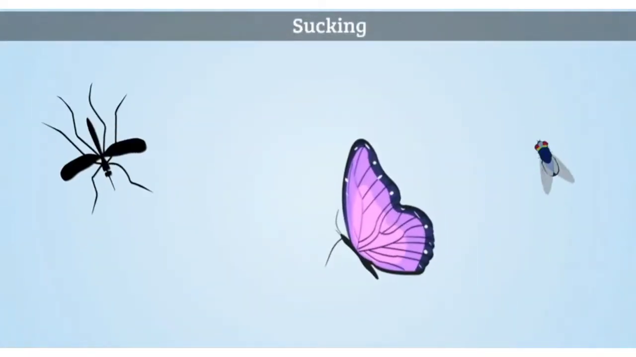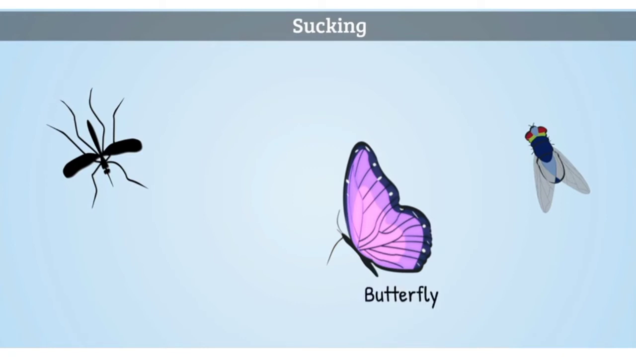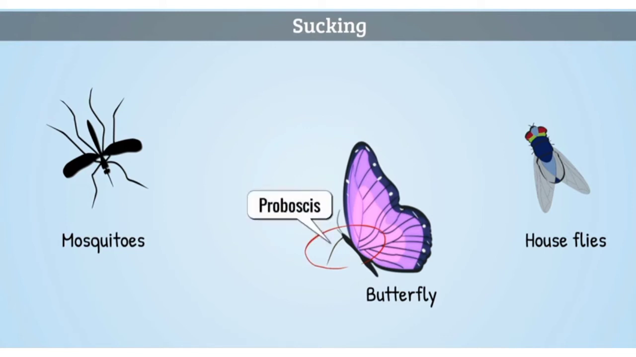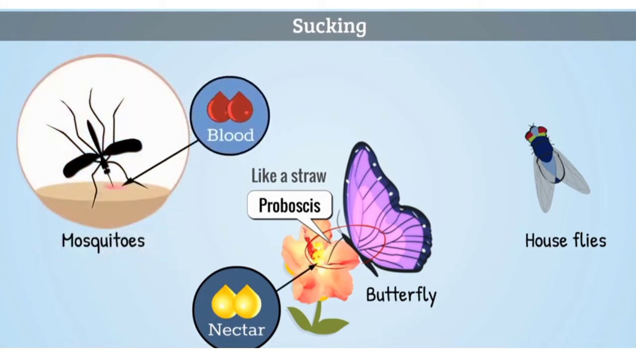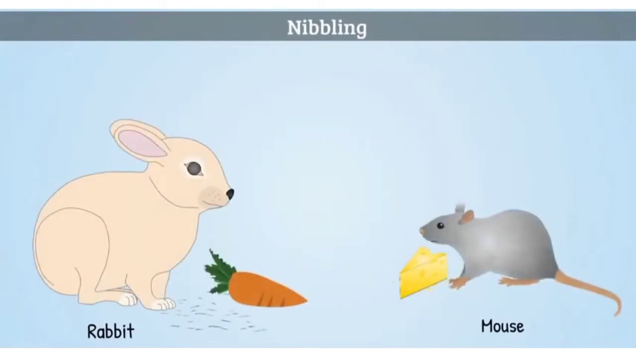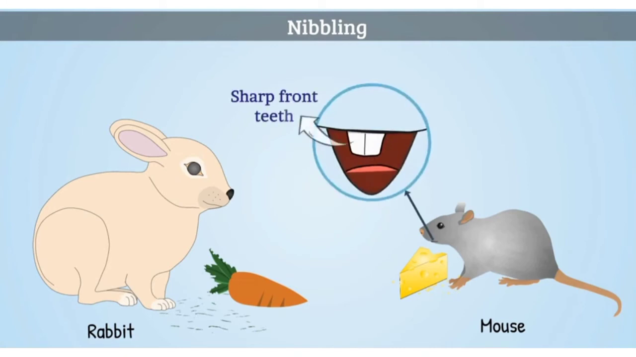Sucking. Some animals such as butterflies, mosquitoes, houseflies have a long tube called proboscis. It is like a straw to them. Using it, butterflies suck sweet juice called nectar from the flower. Similarly, mosquitoes suck blood. Nibbling. Animals such as rabbit and mouse use their sharp front teeth for taking small bites of the food. This is called nibbling.